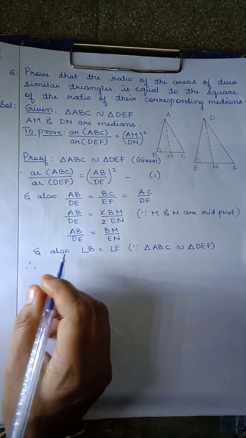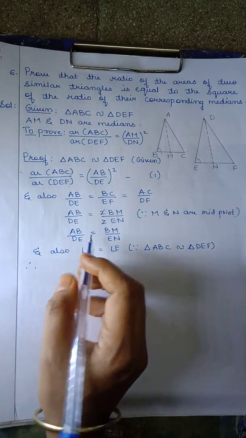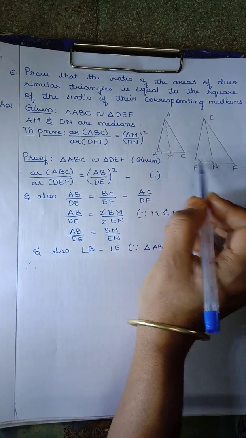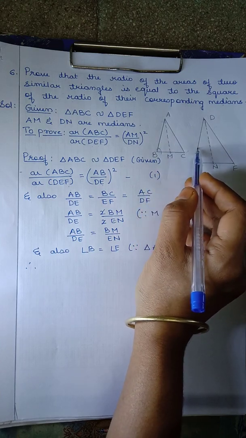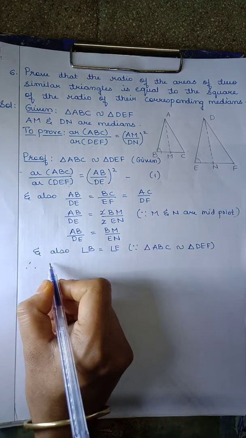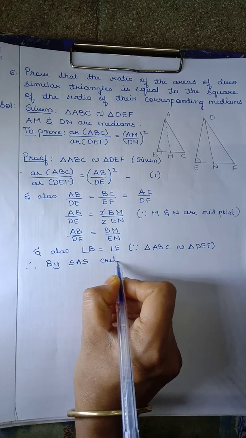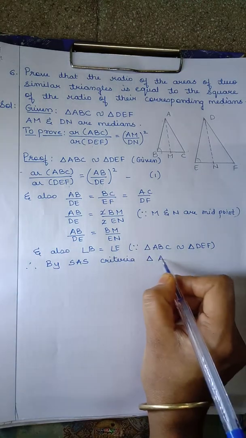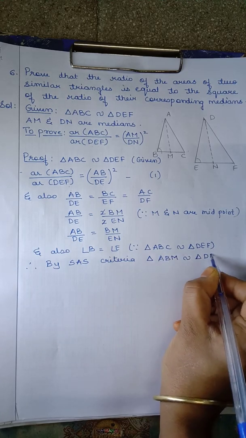So therefore, now in the triangles, AB by DE is equal to BM by EN, and angle B is equal to angle E. So these two corresponding sides are proportional and the included angle is equal. Okay, so therefore by SAS criteria, triangle ABM will be similar to triangle DEN, children.